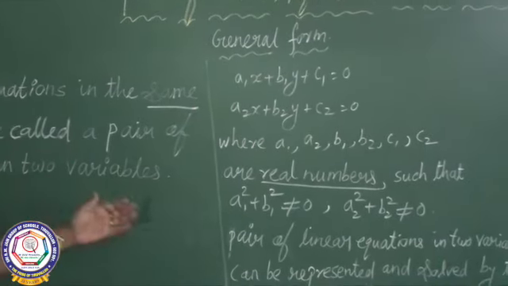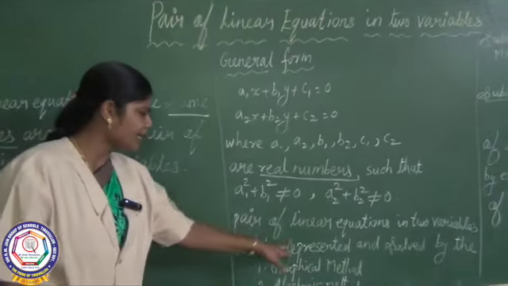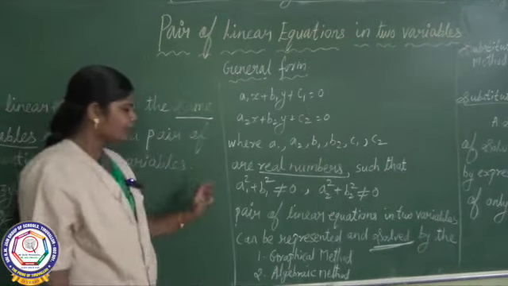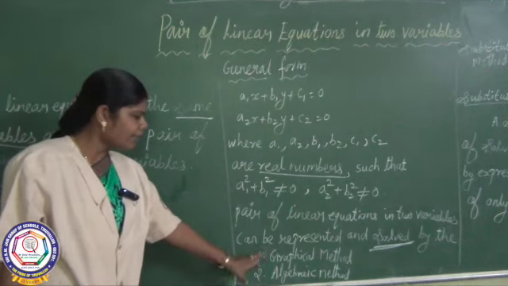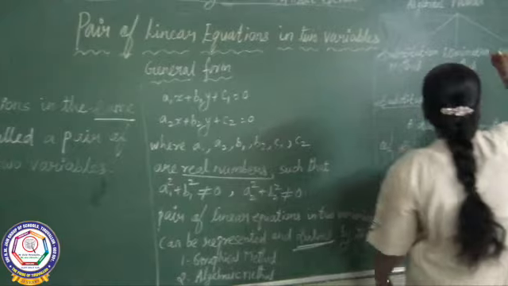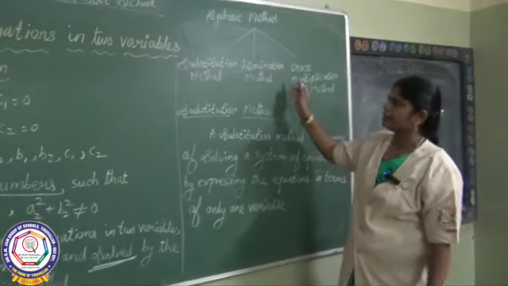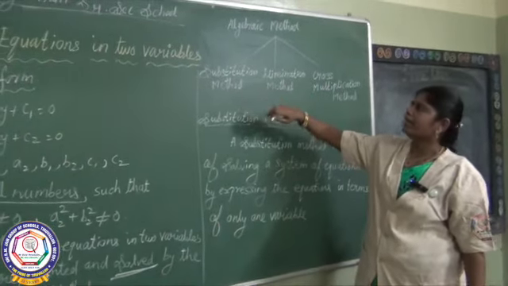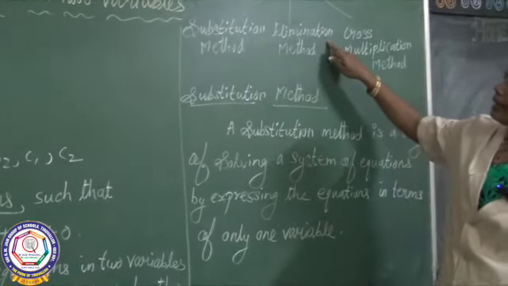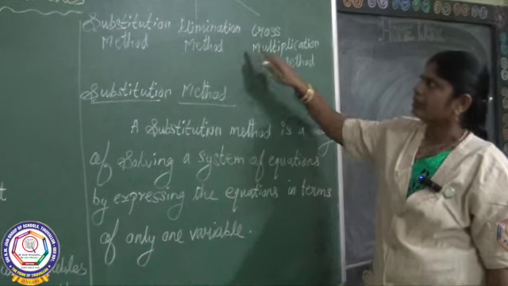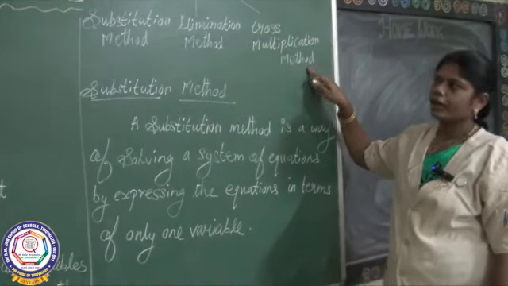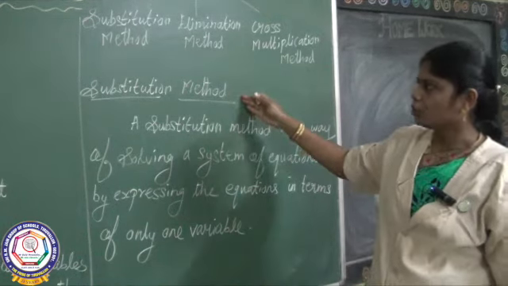Next, the pair of linear equations in two variables can be represented and solved by the graphical method and algebraic method. In algebraic method, we have three methods for finding the root of the equation. The first one is substitution method. The second one is elimination method. The third one is cross multiplication method. Today we are going to learn substitution method.